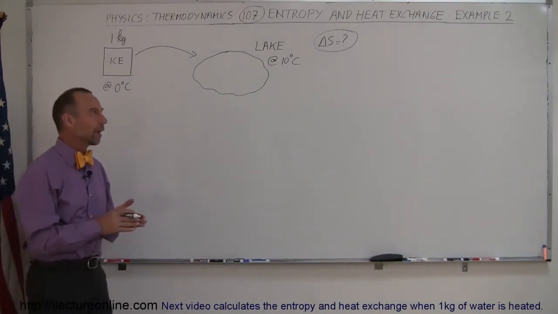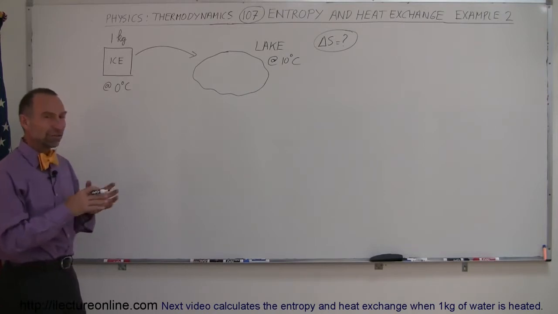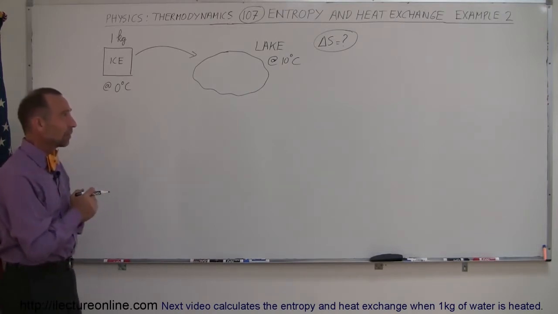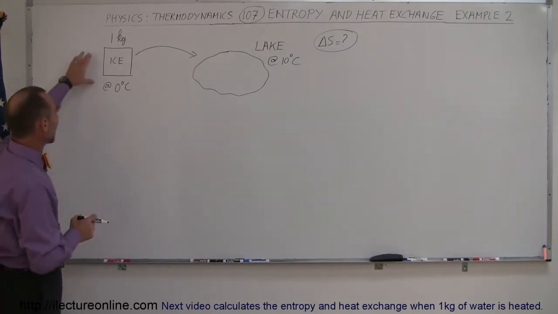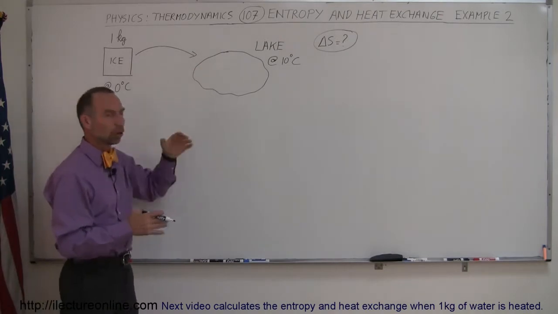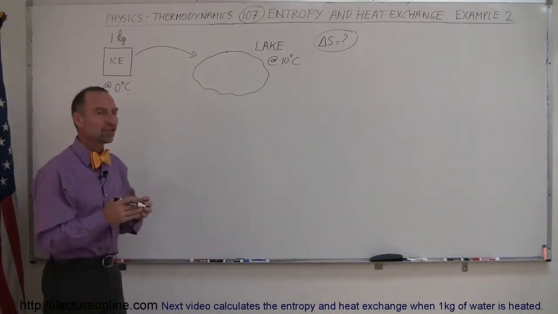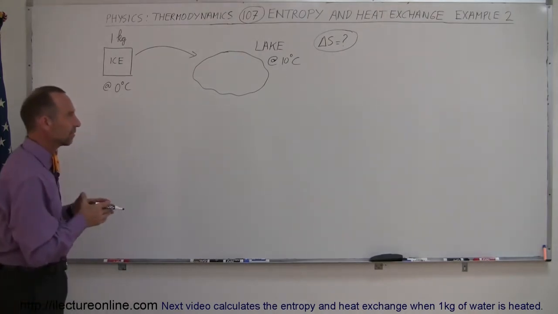Since trying to figure out what the change in entropy is can be pretty tricky, I'm going to show you several examples. Here's another example on how to do that. Here we assume that we have a block of ice, 1 kilogram at 0 degrees centigrade, and we throw that block of ice in a lake, a large lake that is at 10 degrees centigrade. What is the change in entropy in this case?